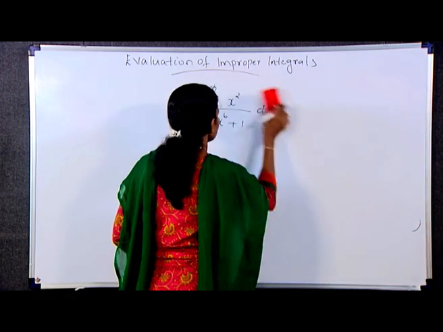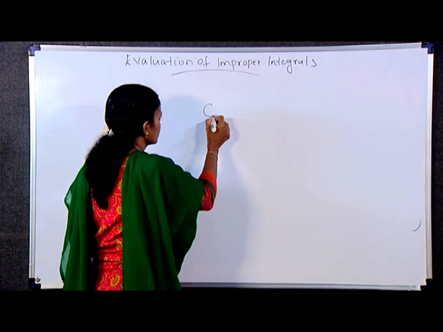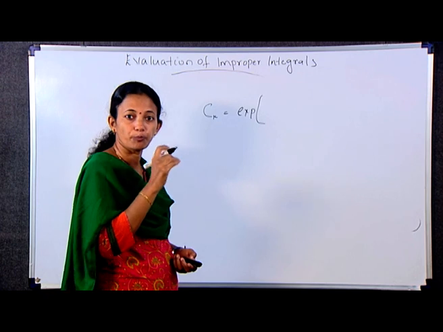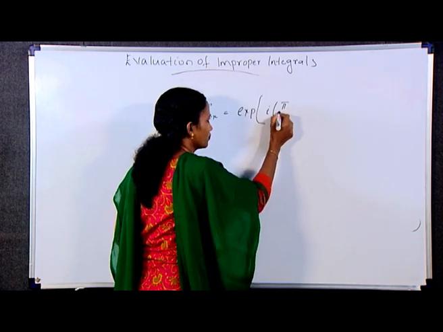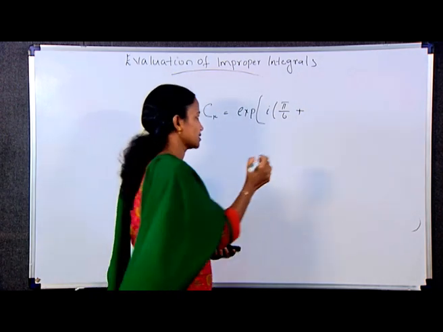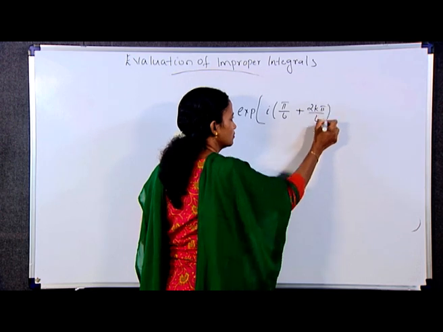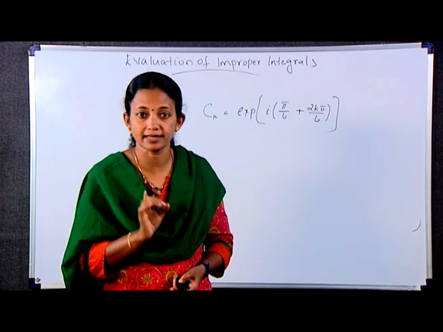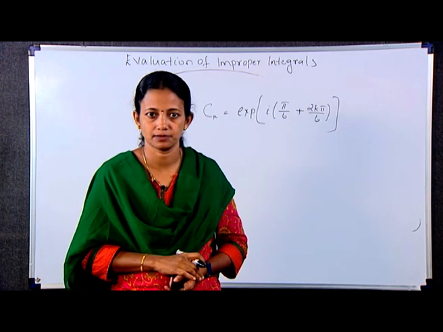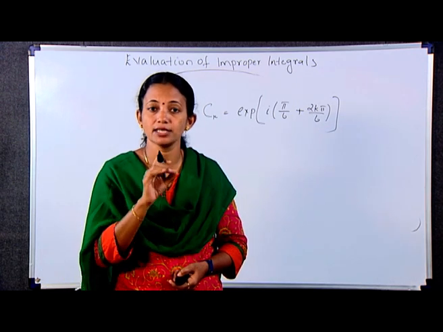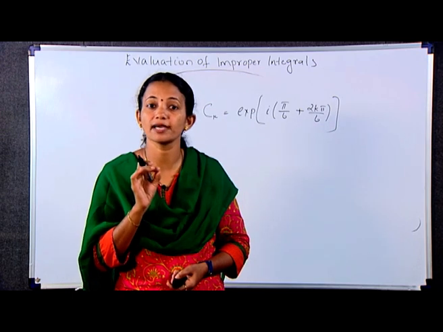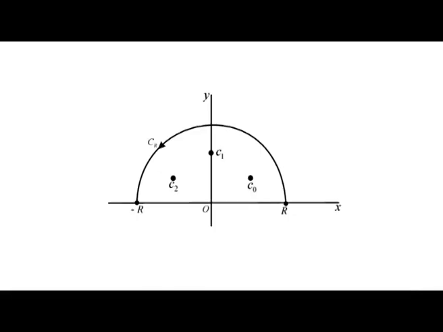equal to exponential I into (pi by 6 plus 2k pi by 6), where k varies from 0, 1, 2, 3, 4, 5. And it is clear that none of them lies on the real axis. The first three roots, that is C0 is equal to e raised to I pi by 6, C1 is equal to I and C2 is equal to e raised to I 5 pi by 6, lie in the upper half plane, and the other three lie in the lower one.